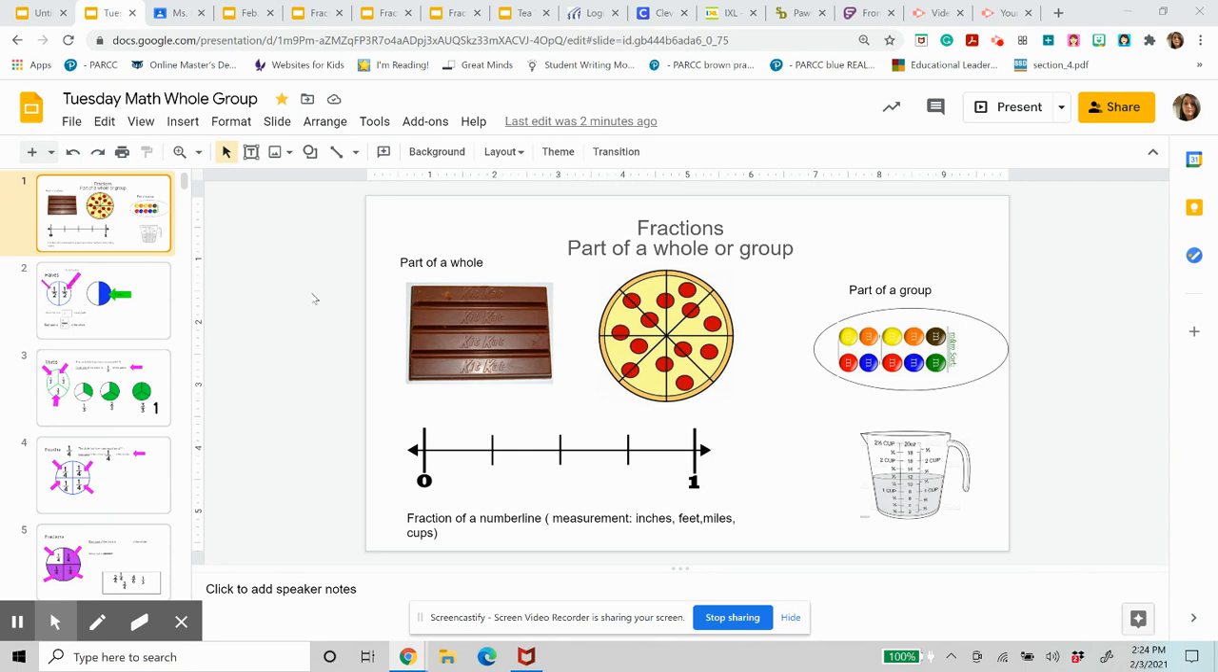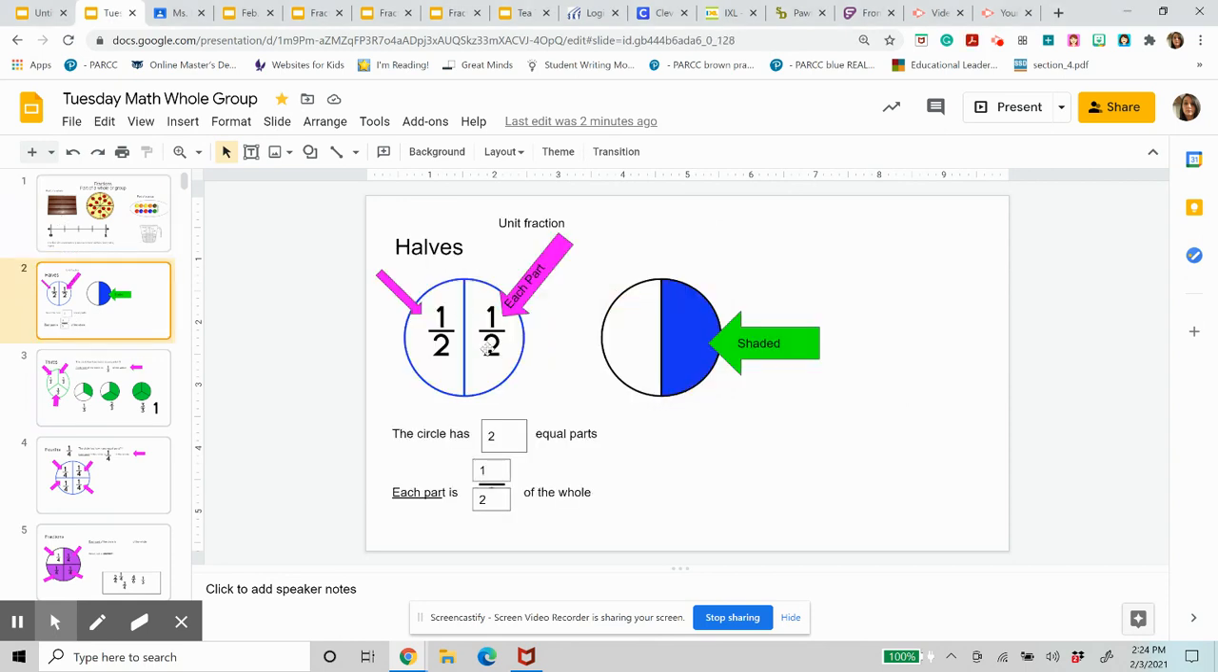So let's look at what fractions are composed of, okay? So if we look right here at this whole circle, that would be the whole thing. And it has 2 parts, right? Because they put a line right down the middle, so there's equal parts here. And so this circle has 2 equal parts, and each part is half of the whole. So this is 1 out of 2 pieces. This is 1 out of 2 pieces, right? So half is the unit fraction, is what we call, okay?